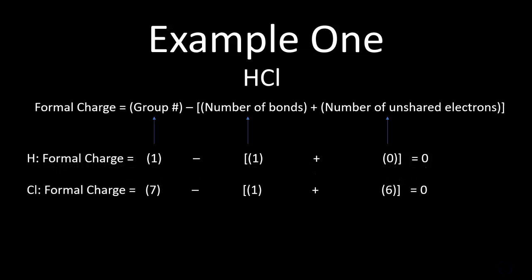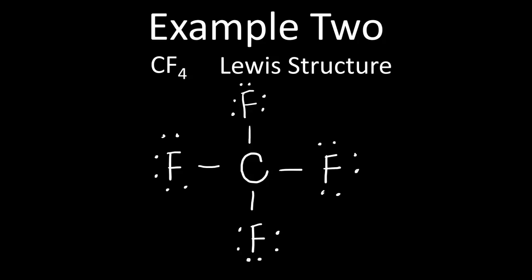Same thing for the chlorine, we do the exact same thing. Chlorine is group number 7, or it has 7 valence electrons. It's bonded one time to that hydrogen, and the number of unshared electrons is 6. We do that math and come up with a formal charge of 0. And so you're looking at H 0, Cl 0.